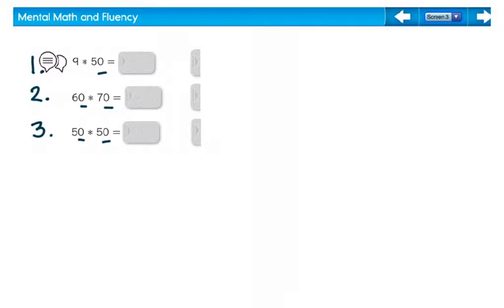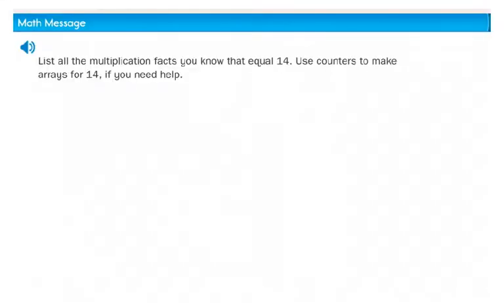9 times 5 is 45. Add your 0 on the end to get a product of 450. 6 times 7 is 42, and 2 zeros after the basic fact. The product is 4,200. And 5 times 5 is 25. Add in 2 zeros at the end to get a product of 2,500.